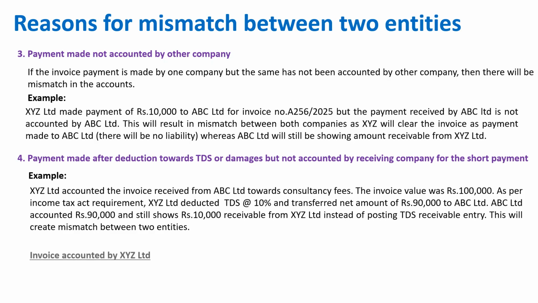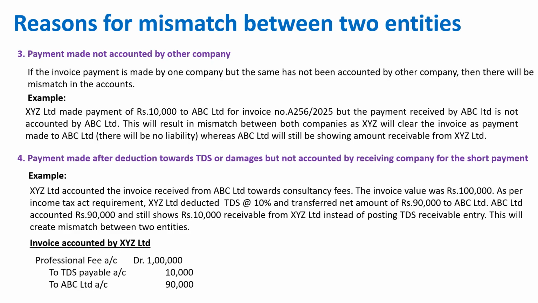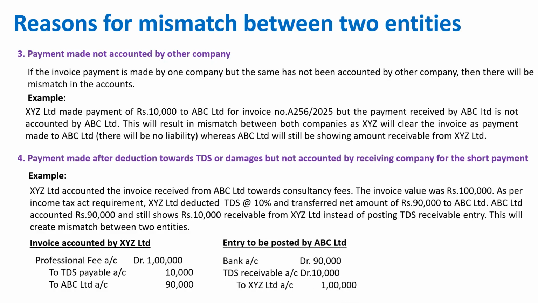So what entry is XYZ going to post when he gets the invoice? The entry will be professional fee account debited 1 lakh, to TDS payable 10,000, because he has to deduct 10% and remit to the government as per the Income Tax Act requirement, and to ABC Limited 90,000, because 90,000 will be paid to ABC, right? Now, what should ABC actually account? ABC should account bank account debited 90,000, TDS receivable account debited 10,000, to XYZ account 1 lakh.